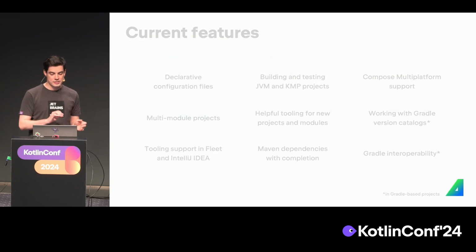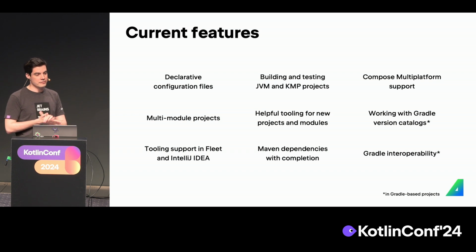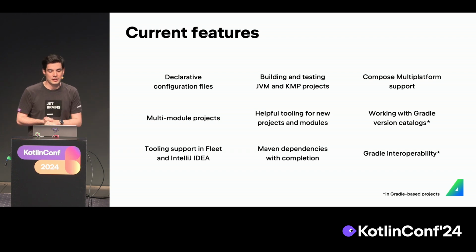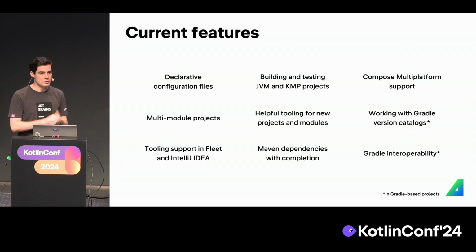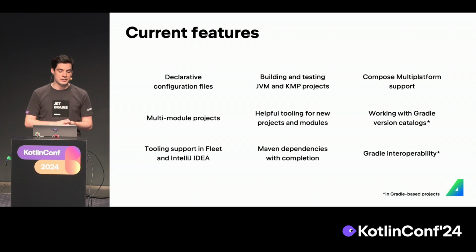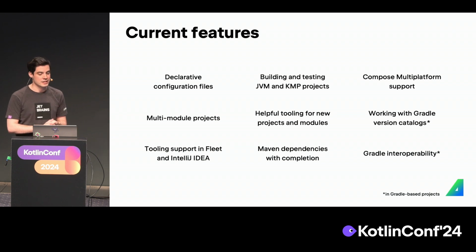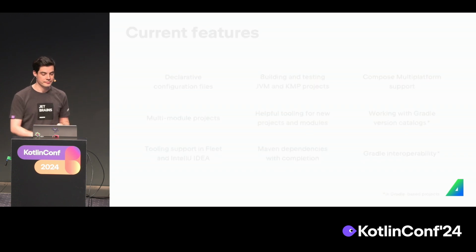OK. So those are the demos for today. Here's a quick summary of the features. We've looked at most of these briefly. We didn't get to everything. For example, we didn't see that we can also, of course, test JVM and Kotlin Multiplatform projects. We also didn't have time to go into the Gradle interop features in Gradle-based Emper projects. And we only skimmed the surface of the tooling support in Fleet and IntelliJ IDEA. But as you can see, Emper can already build quite a lot with its current capabilities.